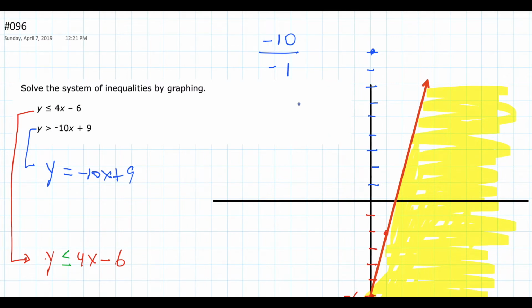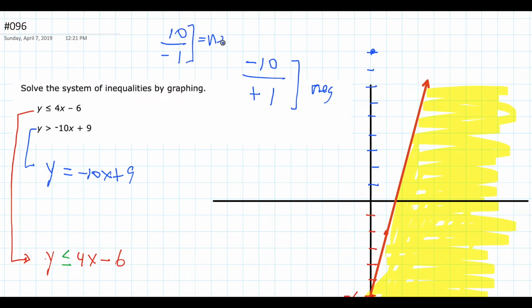You can think of it one of two ways. First of all, you should always assume that the negative belongs to the numerator. So it should be -10 over +1. But you could do it as 10 over -1. A negative divided by a positive is negative, and a positive divided by a negative is also negative, so it works either way. But I just assume that the negative belongs to the top.